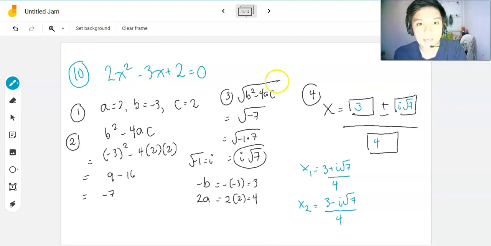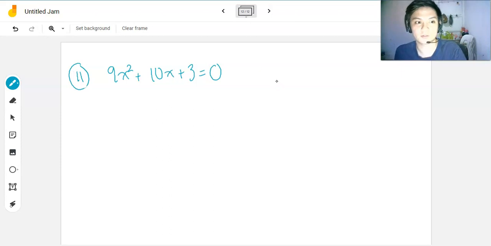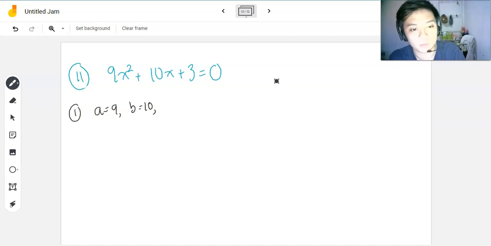Ayan. At panghuli, ayan, ang ating equation number 11, which is yung ating pangwalong example dun sa discussion natin ng how to use quadratic formula to solve quadratic equations. So, naka-standard form na rin naman na yan. So, what is the value of a? 9. Ang b ay 10. Tapos, ang c ay 3. Tapos, number 2, value ng discriminant b squared minus 4ac.